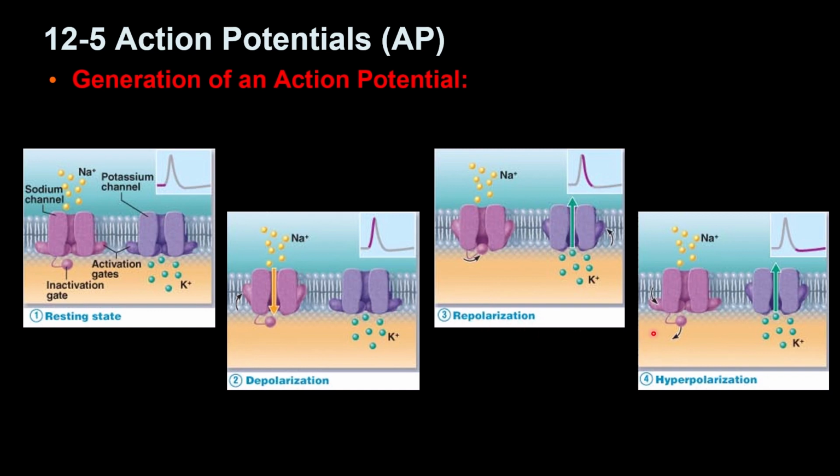Then the sodium channel goes back to its resting state: the activation gate is closed and the inactivation gate is open. But the potassium channel is still open, so more potassium leaves the cell, and now inside the cell becomes more negative. If inside the cell becomes more negative than negative 70, that is called hyperpolarization. So those are the changes that happen during an action potential. Once this happens, at the end you go back to the resting state.